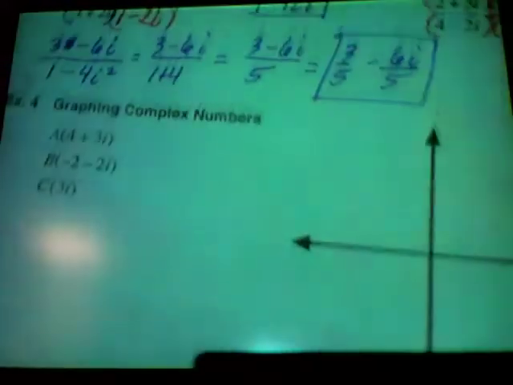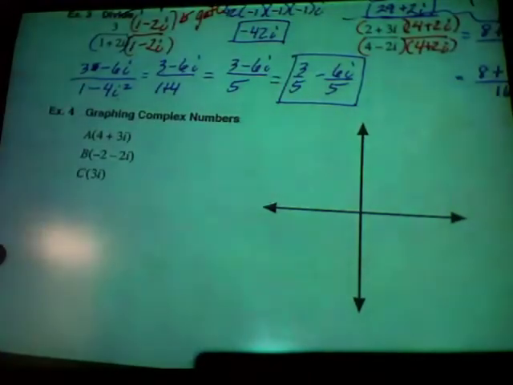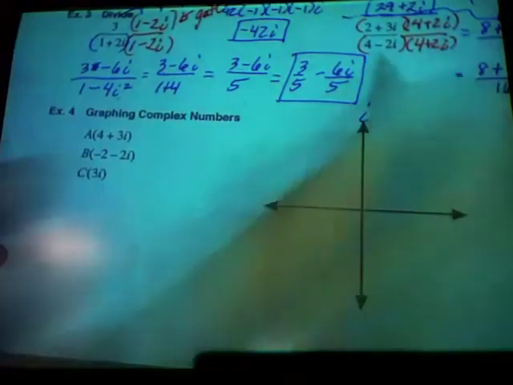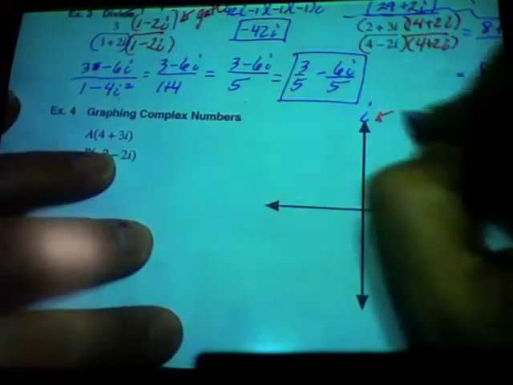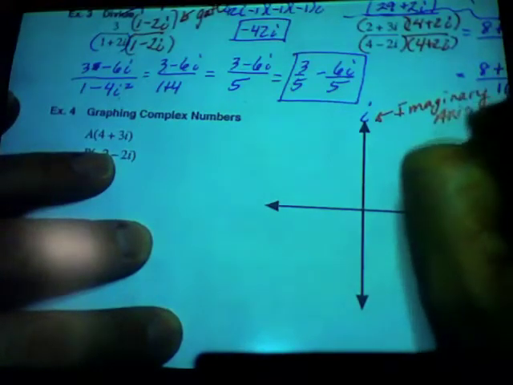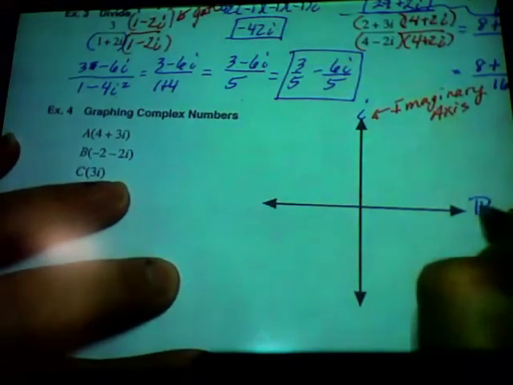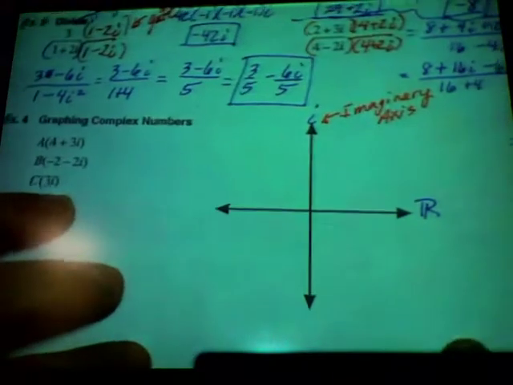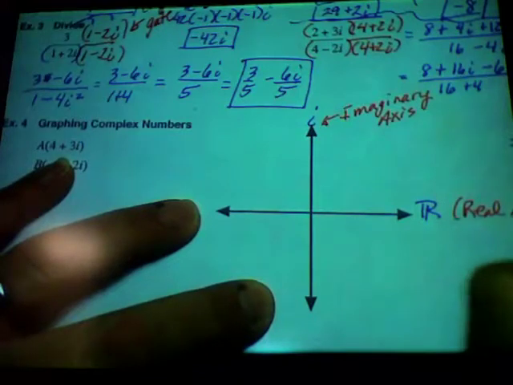All right, last thing. We are going to plot points. So long as you know where the imaginary axis is and the real axis, you'll be fine. It's just like plotting a regular ordered pair. So this is i. In other words, this is our imaginary axis. And then this is, we'll do double R. And doesn't double R mean real numbers? So this is the real axis.